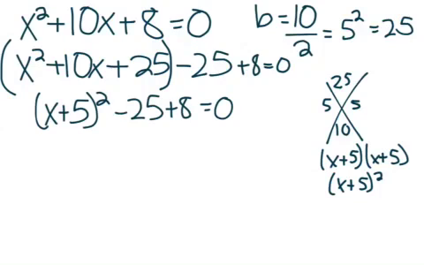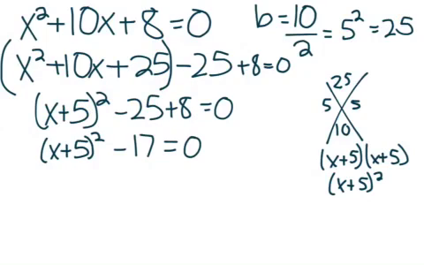And the next step is to simplify -25 plus 8. So I start by rewriting x plus 5 squared. And then I'm simplifying, or combining like terms. So -25 plus 8 is -17, and I bring down the equals 0.